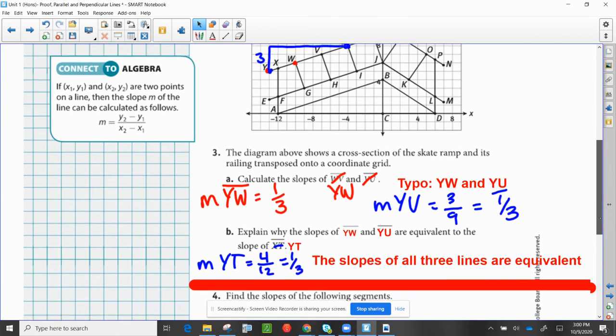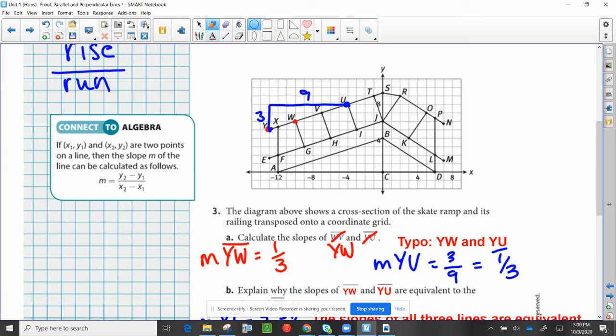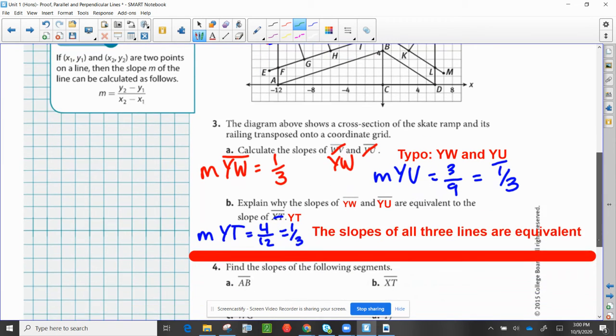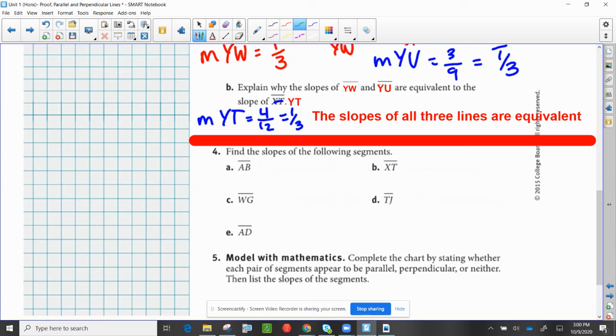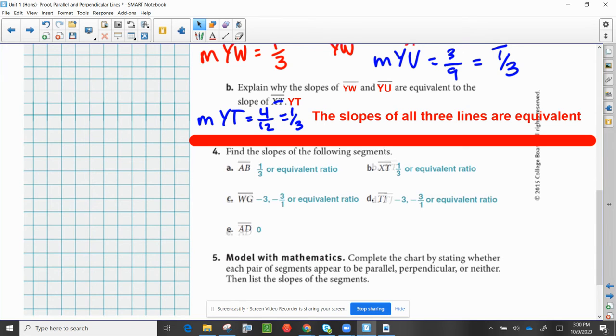And if we look at those lines, they're all kind of the same line, right? Let me color code this. So this line compared to the blue line compared to YT, which is that line. So we can get a picture of what they're trying to get us to see here. But I want you to take a minute and do number 4. We'll find the slopes of those segments they have listed there. Go ahead and take a second and do that. Just do the rise over run on that picture above. Okay, so here is what I got from the book. AB was 1/3, XT was 1/3, WG was -3, and so was TG. And then AD was 0.